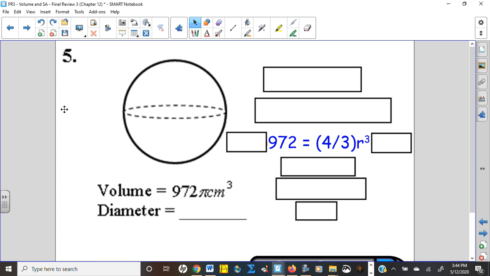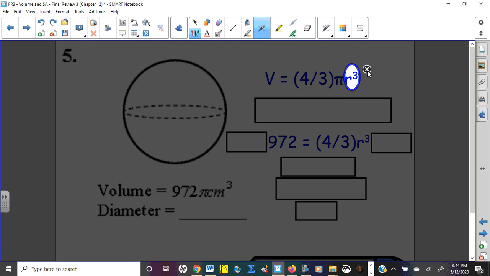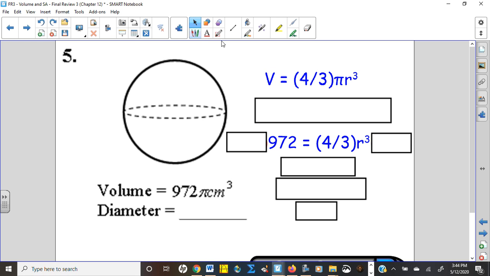Number 5, we're back to a sphere, which we know is 4/3 pi r cubed, except this time they give us the volume. They want us to work backwards and find the diameter. Well, I can't find the diameter directly because the volume formula is based on the radius, right? Not on the diameter. So we'll solve for the radius. That's cool. We can do that. So we're going to go ahead and plug in the 972 pi.